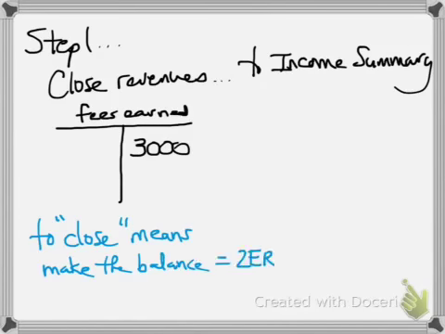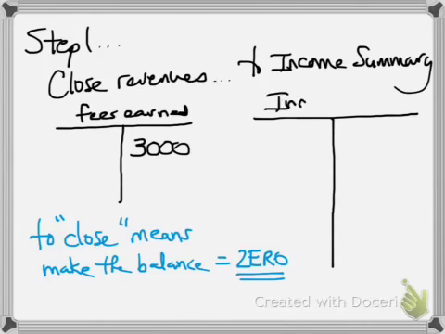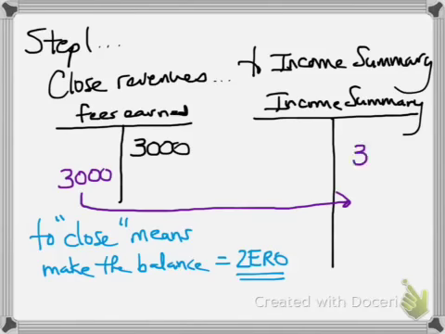To close the revenue accounts, we would have a T account for each one of those revenue accounts, and their balance would all be on the credit side because credits increase the revenues. So let's assume we only have one revenue account and it's fees earned, and there's a $3,000 balance. To close that account means to make that fees earned account balance become 0. How will we do that?